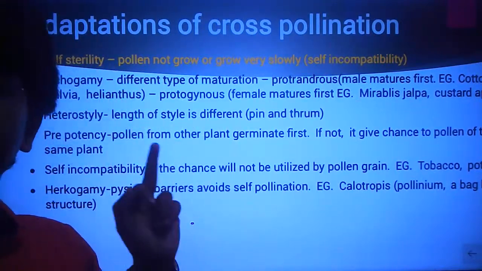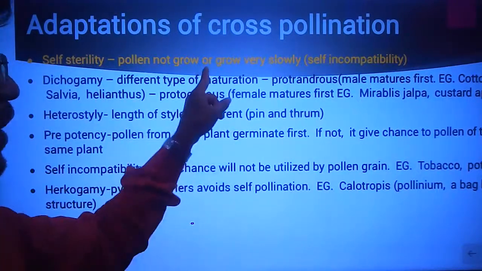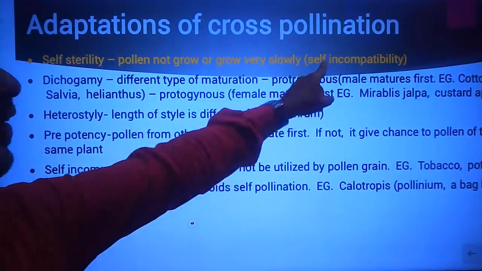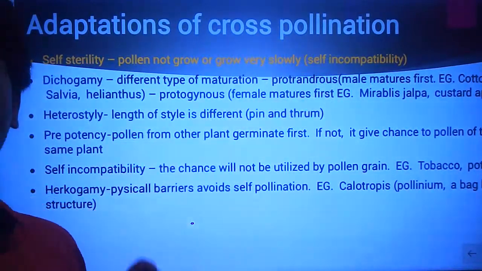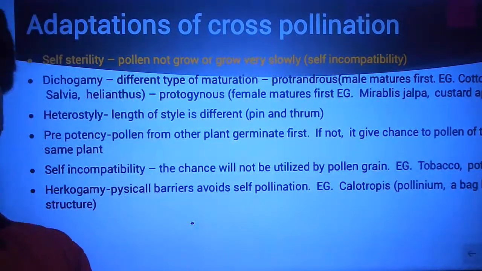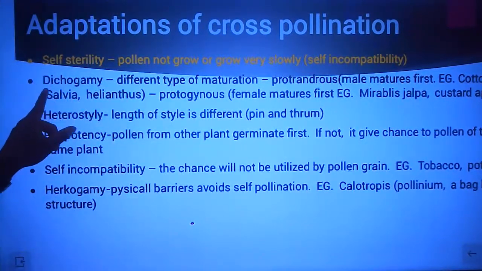Even though the male and female are present in the same flower, the anther is not growing or is growing very slowly. This condition we call self-incompatibility, where the female will be forced to take pollen grains from an external agency. So this is called self-sterility.